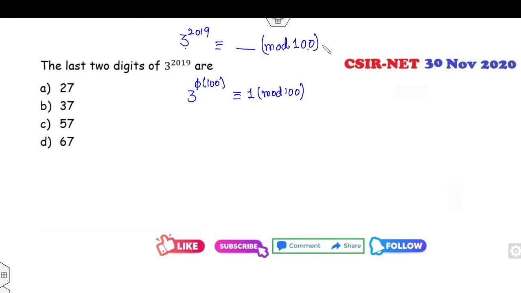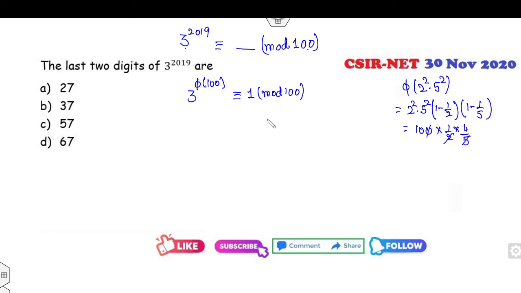What is the phi of 100? Again, as I calculated previously, this is 100. So it will be 2 raised to power 2 into 5 raised to power 2, 1 minus half, 1 minus 1 over 5. So that will be 100 into half into 4 over 5. So that is 40. 3 raised to power 40 is congruent to 1 mod 100. Now your target is to make them as 2019. I can divide by 40 and see what will happen.